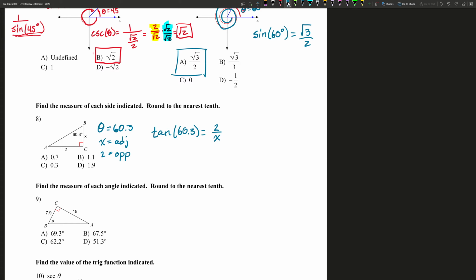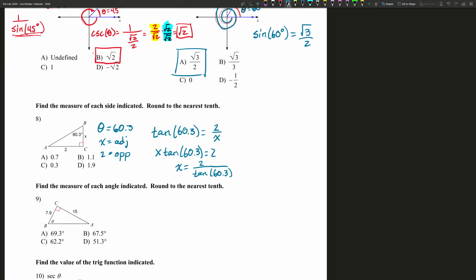Okay, and I actually think if this were on the ACT, they would leave it like this, so they wouldn't give you decimal answers. They would just be asking you to solve for x, right? So in order to solve for x, you'd multiply by x on both sides. And you don't need to do this for the test tomorrow, but it's good to know, right? So we'd get x times tangent of 60.3 is equal to 2. Divide by that tangent of 60. So x will be equal to that number, right?